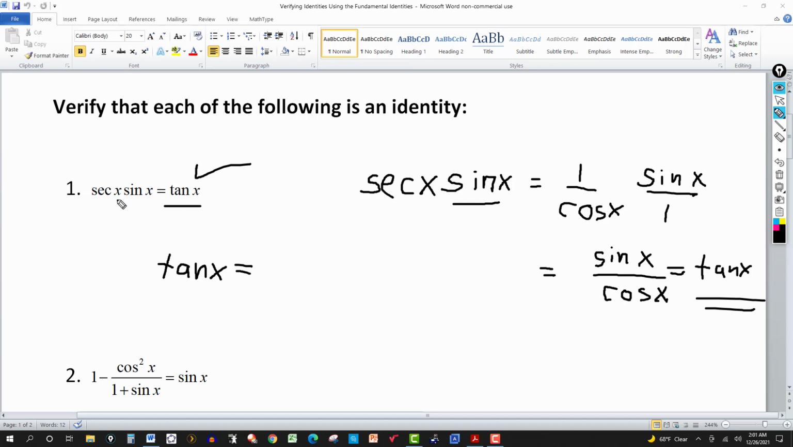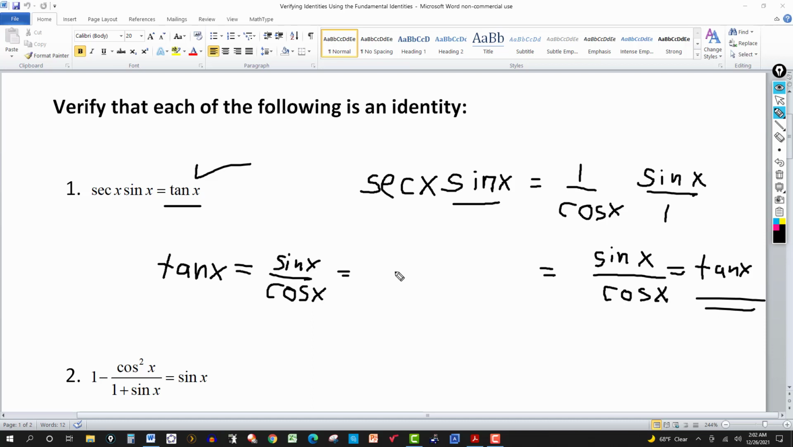Tangent of x, and I want to show that that's the same thing as secant x sine of x. So let's start with what we know about tangent of x. We know that it's sine of x over cosine of x. Okay, so what do we have now? Now the objective or the goal is to get the left side. What do we have over there? Well, we have a sine of x. Well, look, I have a sine of x right there, so I don't want to mess with that one.